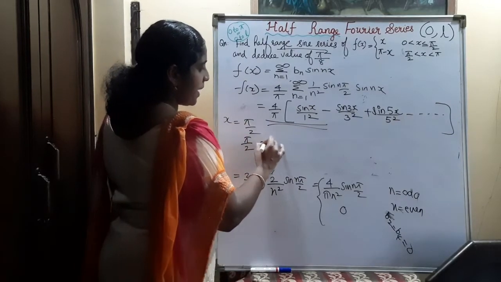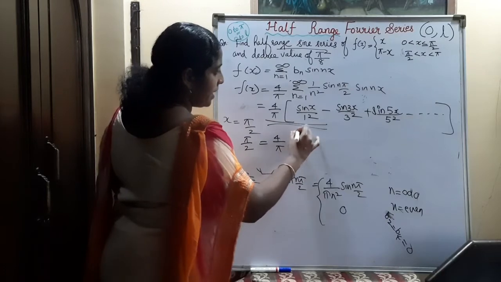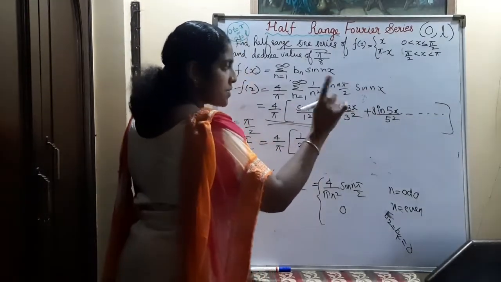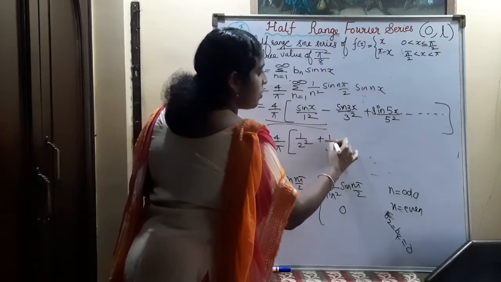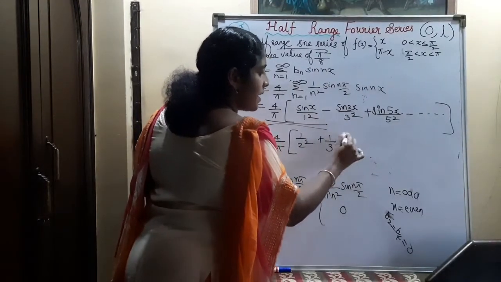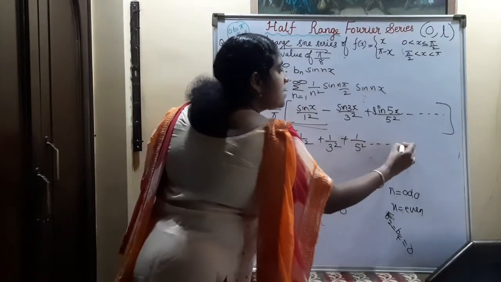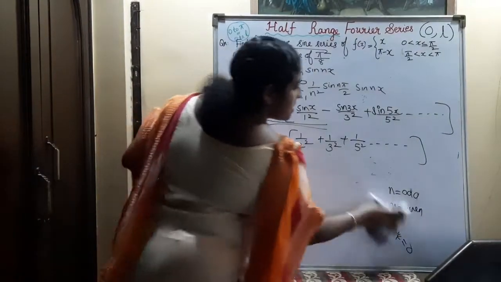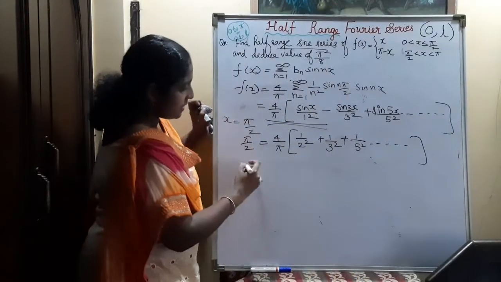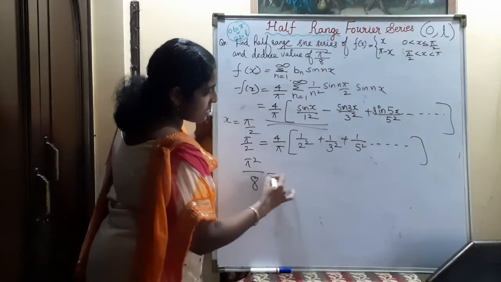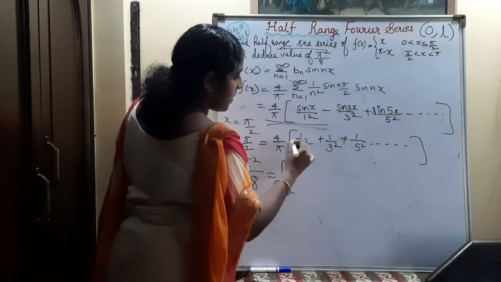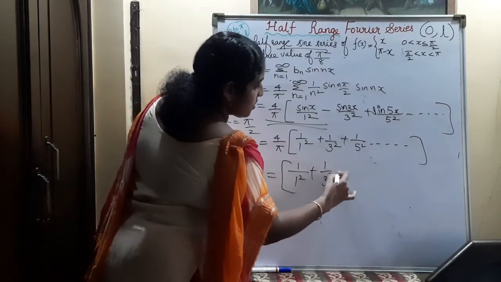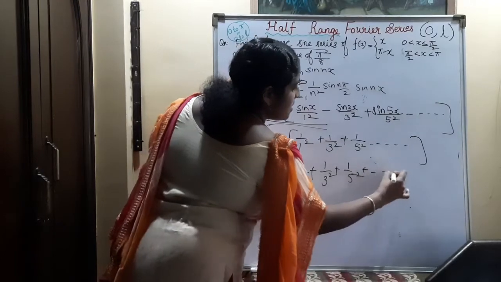So pi by 2 is equal to 4 by pi. Then sine pi by 2 is 1, that is 1 by 1 square. Sine 3 pi by 2 is minus 1, with the minus sign, that is plus 1 by 3 square. Sine 5 pi by 2 is plus 1, that is plus 1 by 5 square. So all the terms become plus. From this we can rearrange, so pi square by 8 is equal to 1 by 1 square plus 1 by 3 square plus 1 by 5 square plus etcetera.